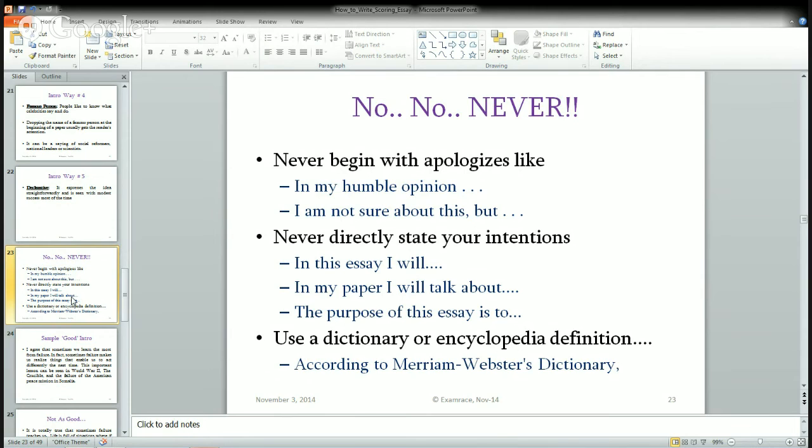Never directly tell your intentions in the essay. In this essay, I will talk about this. The purpose of this essay is to. That looks very kiddish or very childish. The next is never use dictionary definitions, because in an essay, the main aim is to put in what you have understood. So it's very important that you do not put dictionary meanings in a good essay.